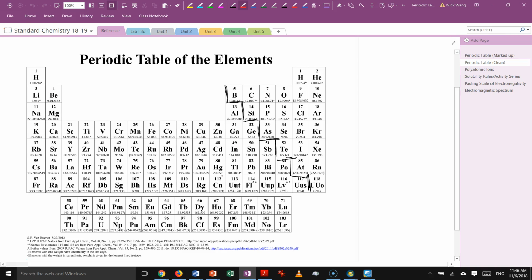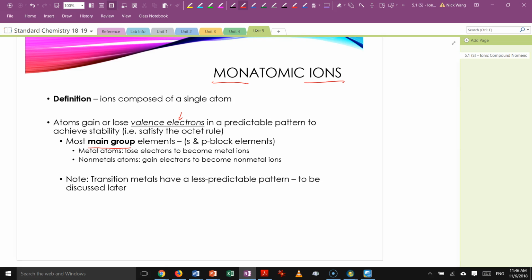And so we're mostly talking about those elements where we can predict very easily how they are going to lose or gain electrons. Metal atoms typically lose electrons to become metal ions. Non-metal atoms typically gain electrons to become non-metal ions. And of course, when they have gained or lost electrons, right? So you lose electrons, what happens to the charge to become an ion? That's going to become a positive ion.